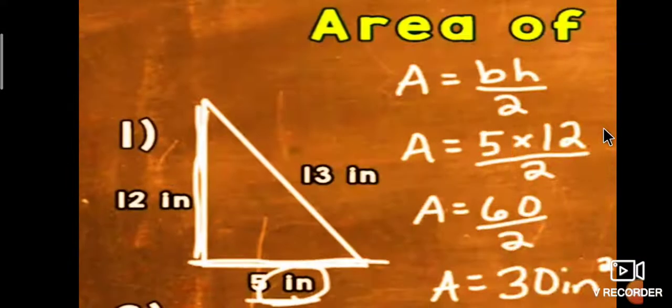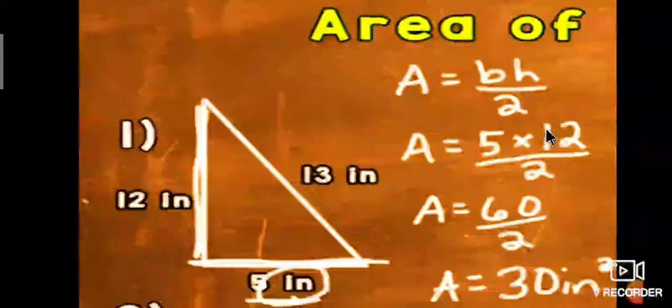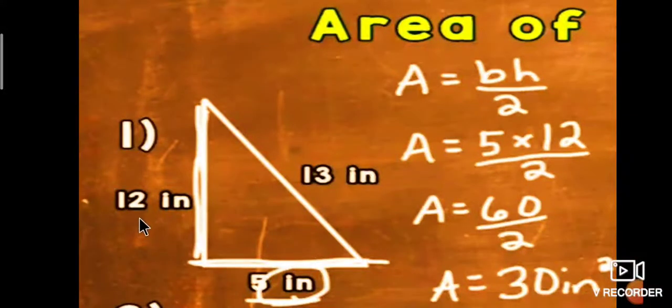Okay, first one. Area of a triangle is equal to half into base into height. Here height is 12 inches, base is 5 inches. According to that, area is equal to 5 into 12 divided by 2. 5 into 12 is 60, 60 by 2 is 30 inch square. Therefore, area of this triangle is 30 inch square.